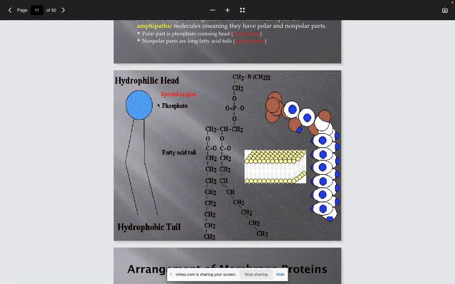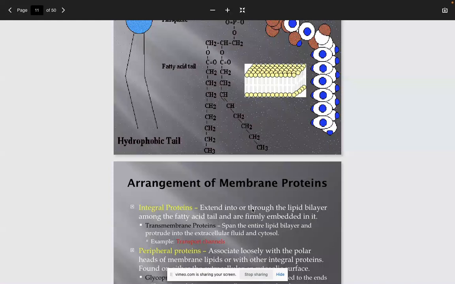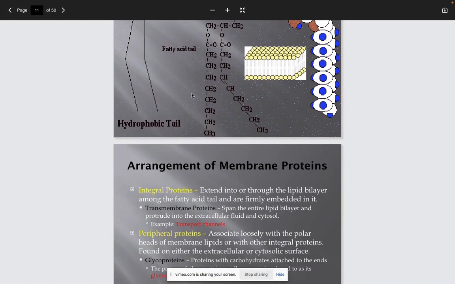Again, this is a slide that shows you the structure on a deeper level. This is the phosphate head. This is the fatty acid tail. And again, you can see that depicted here: the phosphate, the fatty acid tail. That's what you're seeing in this cross section. So we've talked about the phospholipid bilayer. We've talked about the phospholipids. Now let's talk about the proteins.